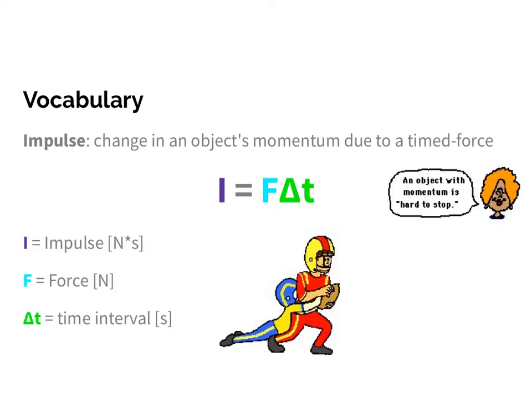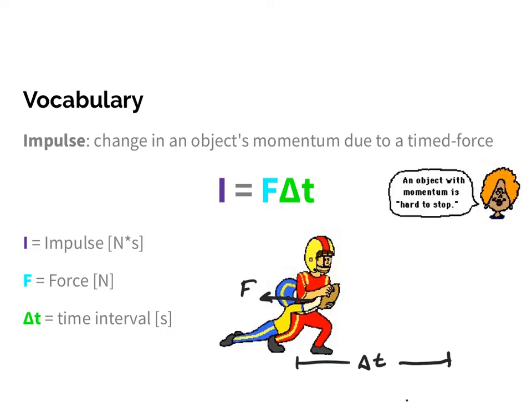So for example, if we have a football player that's running down the field, in order to stop this player from moving, in order to change his momentum, we would need to apply a force. However, as this force is being applied back on this object, it's going to take some time before that person's momentum actually comes to a complete stop, or whatever it might be. So it is a time-based quantity.